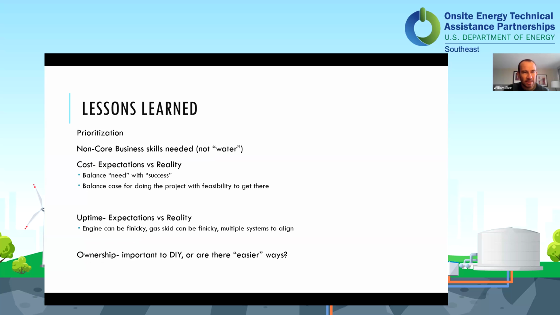This is my last slide, I believe. So some of our big lessons learned, when you're implementing CHP at a wastewater treatment plant: a wastewater treatment plant is designed to make clean water, not necessarily the core business skills that everyone else is trying to do there. So just keep in mind that if wastewater pumps break, then those become priority over whether or not the CHP is running.